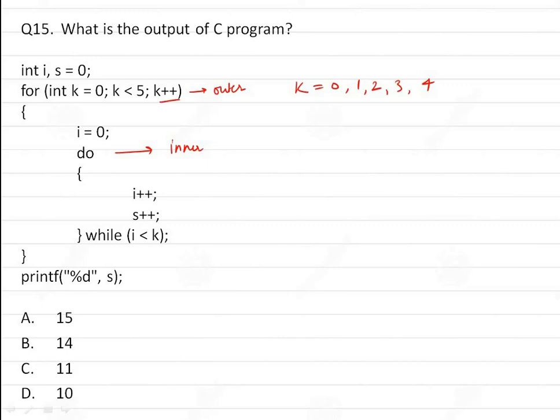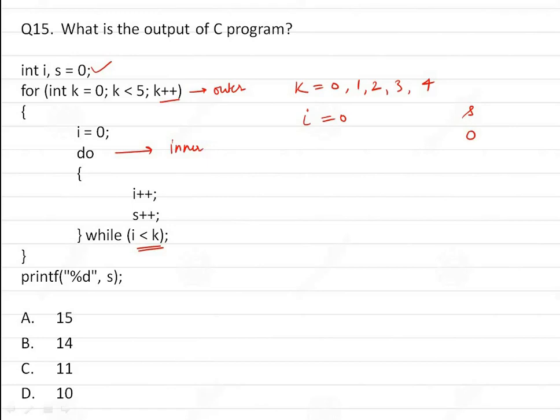Then within the outer loop we have I equal to 0, and we have a variable s also, which is initially defined as 0. This inner loop is executed until the value of I is less than k. Let me write this s here, so it will be more clear. The value of s is 0.